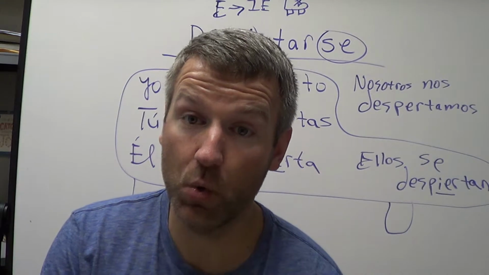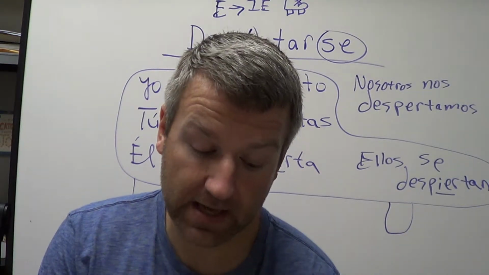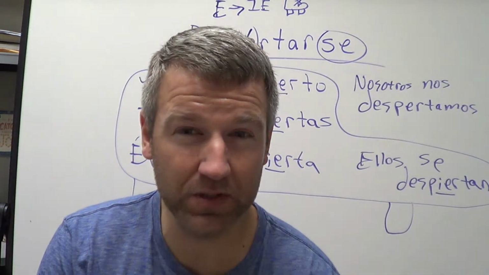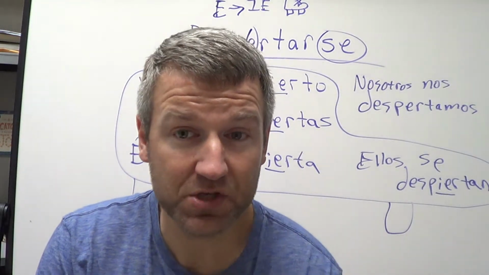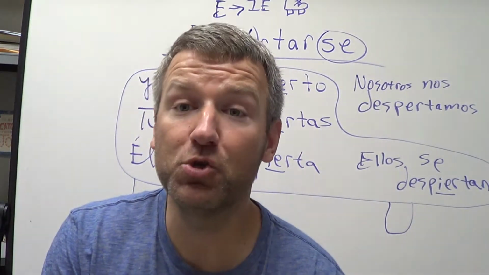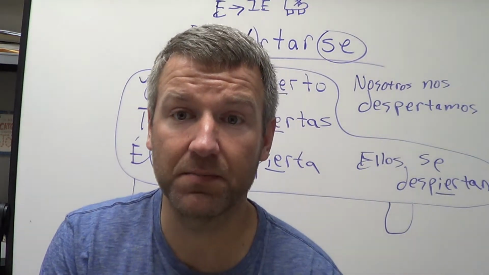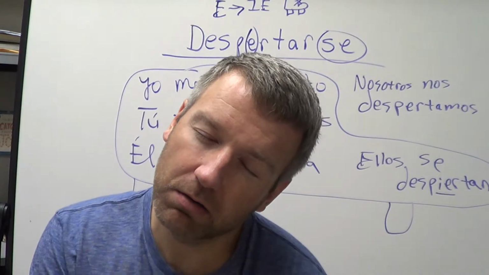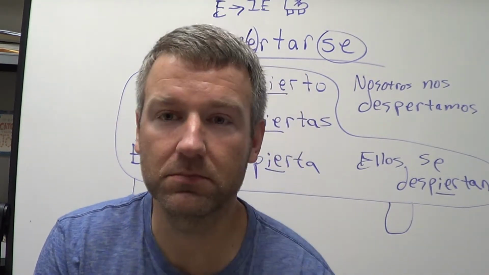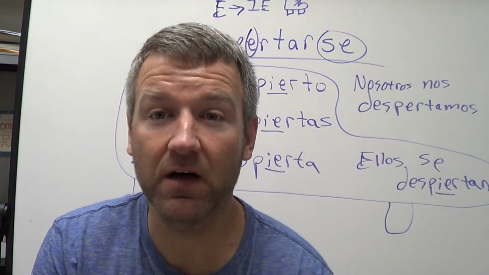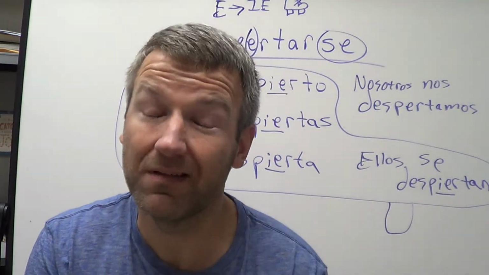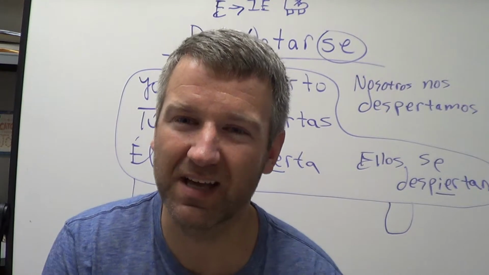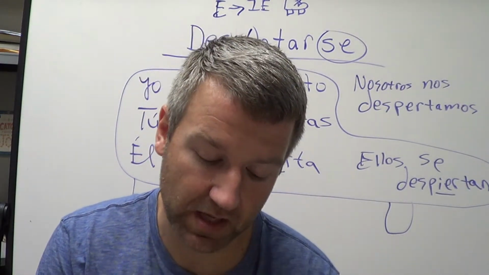Dormirse, the o to a ue. And dormirse means to fall asleep, not to sleep. What's to sleep? To sleep is just dormir, but dormirse is to fall asleep. So this is to sleep. This is dormir. Okay? This is dormirse, to fall asleep. That's dormirse. So there's a slight nuance of difference there.